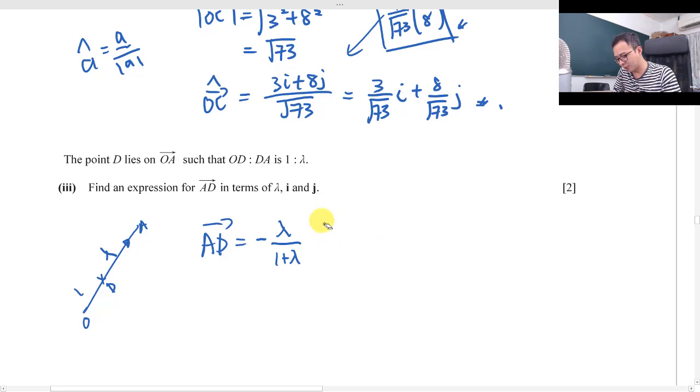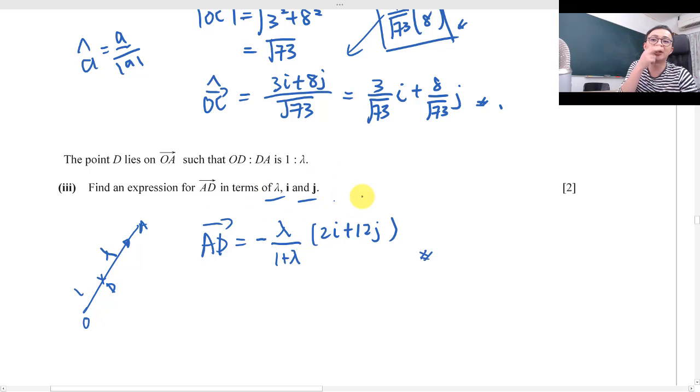If you don't like the column form, you can just write 2i plus 12j. Yep, this one should be the answer because there's no way we can simplify further. They ask you to leave it in this form. Any questions before I move on to the next one?